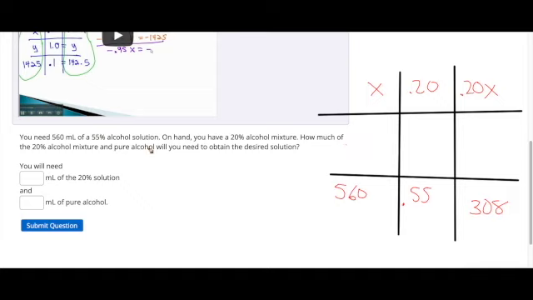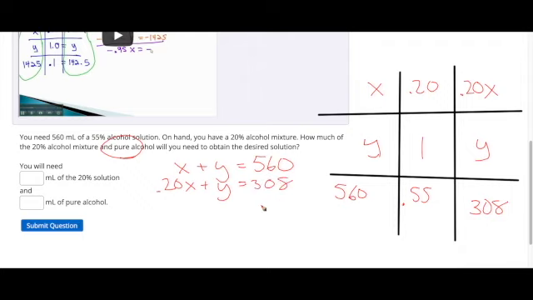Okay, now this is one of the ones I'm talking about where it says that it's pure alcohol. And if it's pure alcohol, that means that it's 100%. And if that's 100%, that means that it's just number 1. 1 is 100%. So that's what's going to come here. Again, we have a fully populated system. We have x plus y equals 560. And we have 0.20x plus y equals 308.